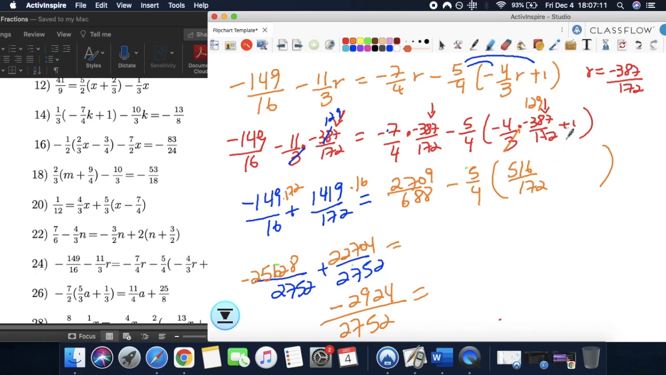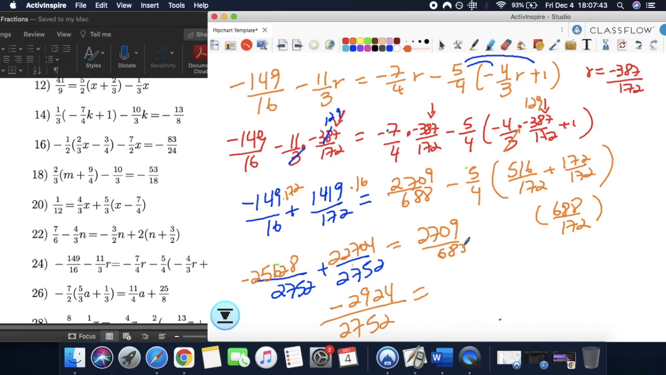Now, notice that it says plus 1, so I'm going to add the plus 1 to the 516 over 172, but I'm going to change that 1 to 172 over 172. That's going to allow me to write these two together, to combine those two right away. So inside the parentheses here, I actually get 172, and I'm going to get 516 plus 172. It's going to give me 688. Okay, so that makes it a little bit easier.